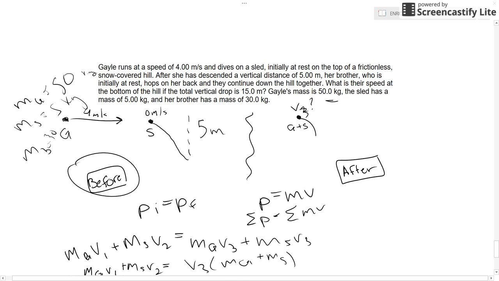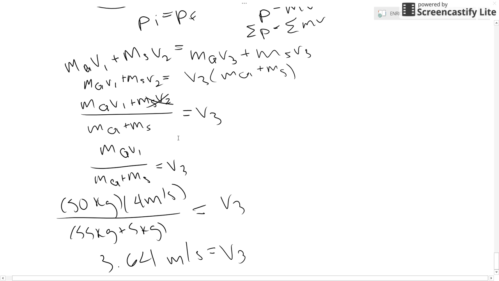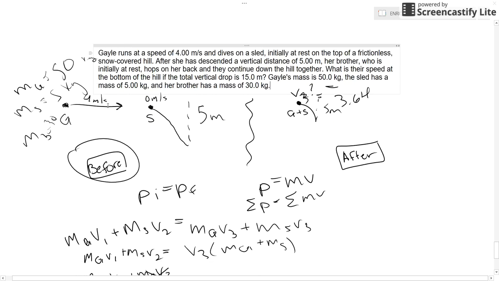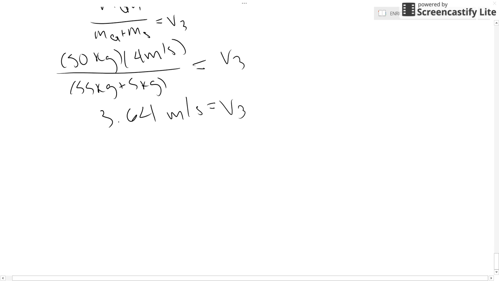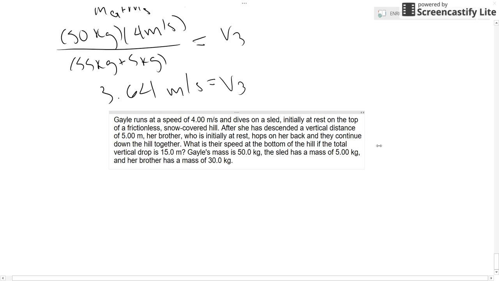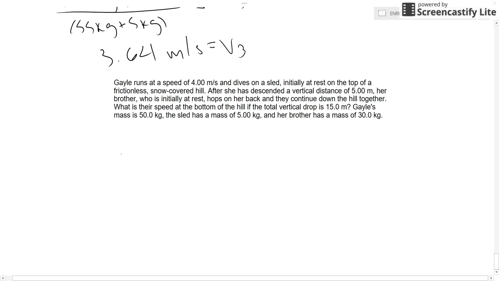So we know from this that v3 equals 3.64, and that's before she goes down the slide and has 5 meters there. I'm just going to copy the problem again and put it at the bottom so we can follow it. So we have found the velocity before.